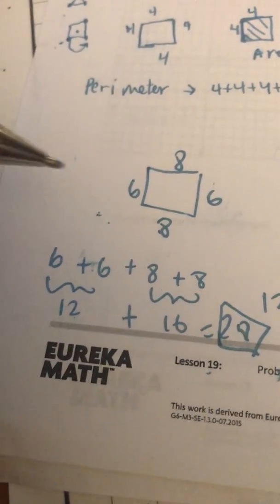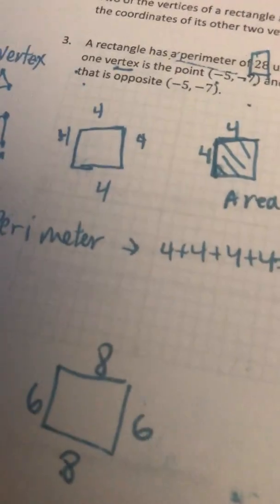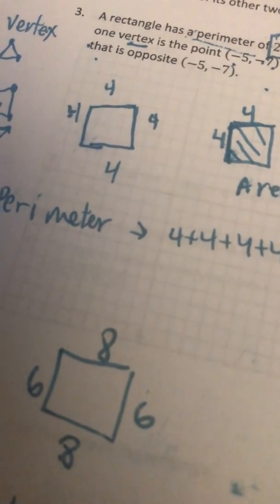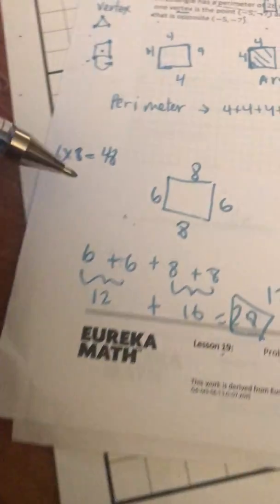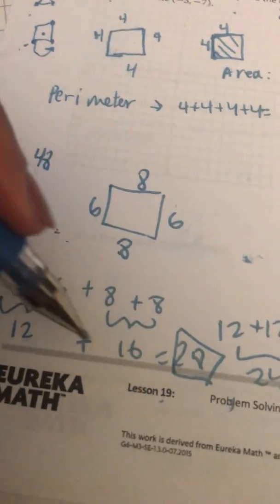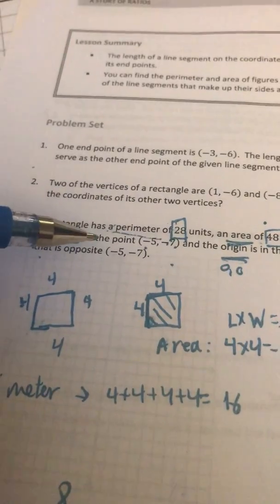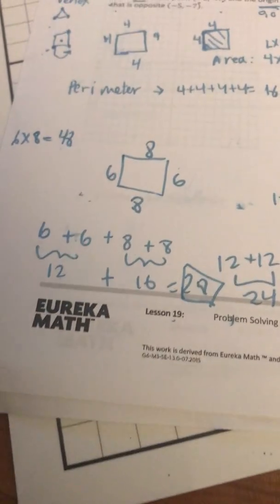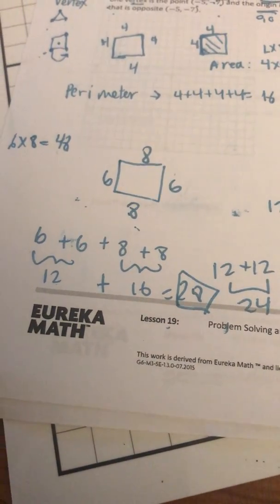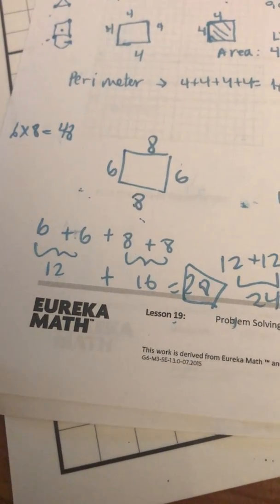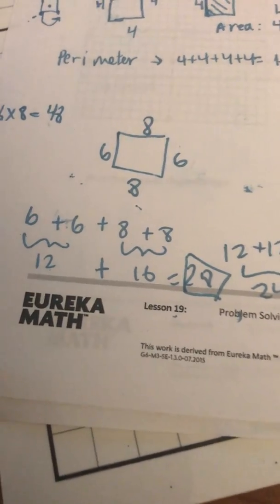All right, because the area works and because the area, length times width, is 6 times 8, which is 48, which is the area that was given to us here. And if we add 6 plus 6 plus 8 plus 8, then we're going to get 28, which is the perimeter that was given to us. So this rectangle, length 6 and 8, fits the requirements. So now we just have to draw this rectangle.